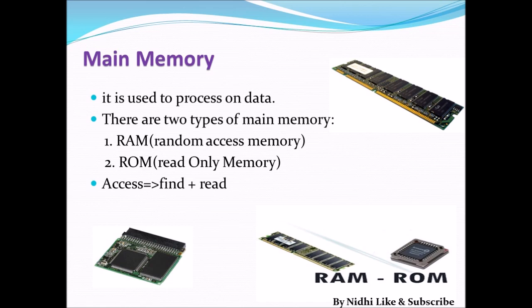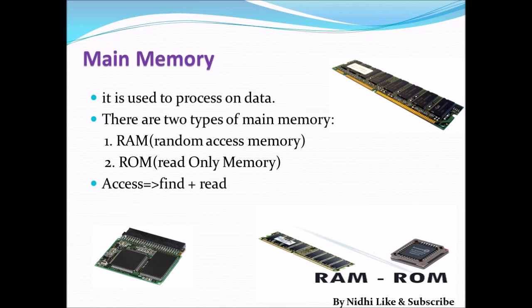And RAM means random access memory, that is used for doing the current work. So here you can see the diagram or the pictures of RAM and ROM. So starting three pictures are of RAM and last picture is of ROM. Next difference between RAM and ROM is that RAM is temporary memory.